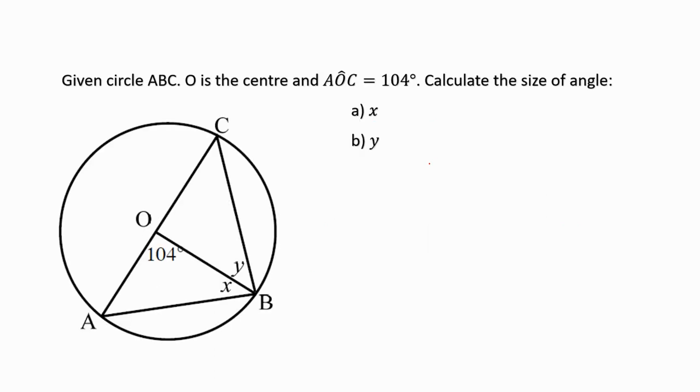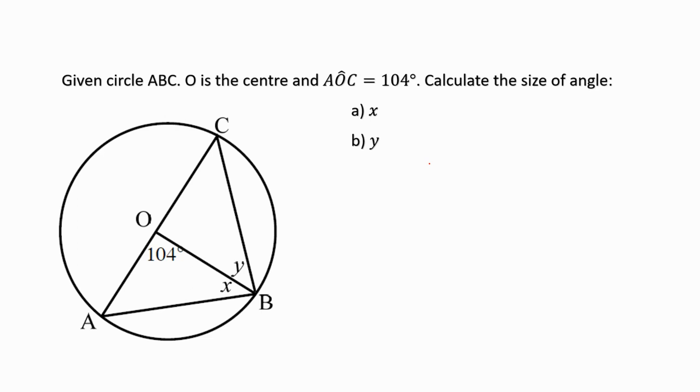I want us to apply what we have learned so far and try to solve this question. Given a circle ABC, O is the center, and angle AOC is 104 degrees. Calculate the size of angle X and then the size of angle Y. You can pause the lesson and try this, and then after a few minutes you mark your work. Just pause the video for now.